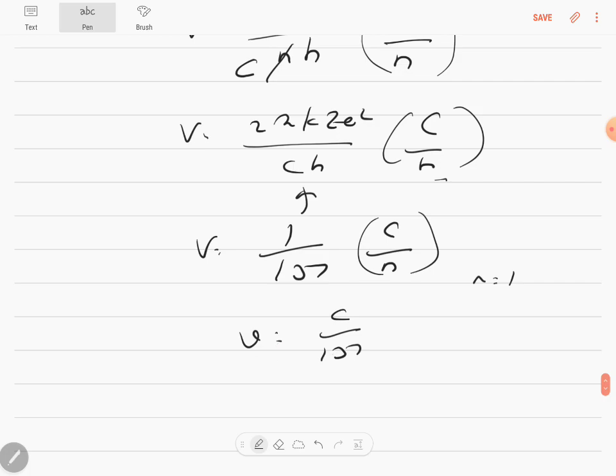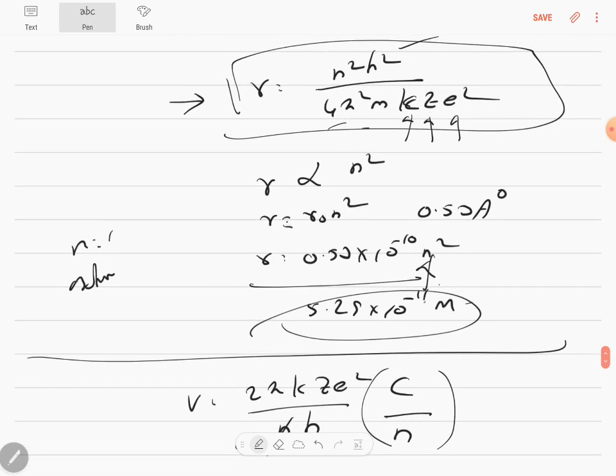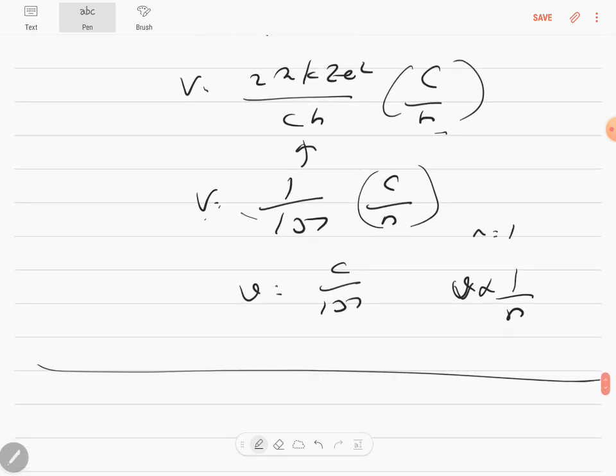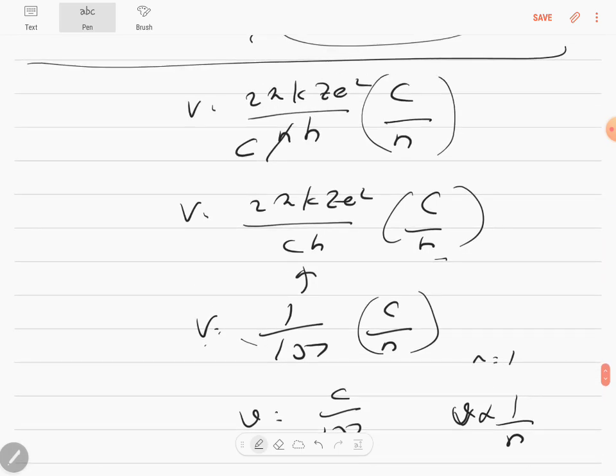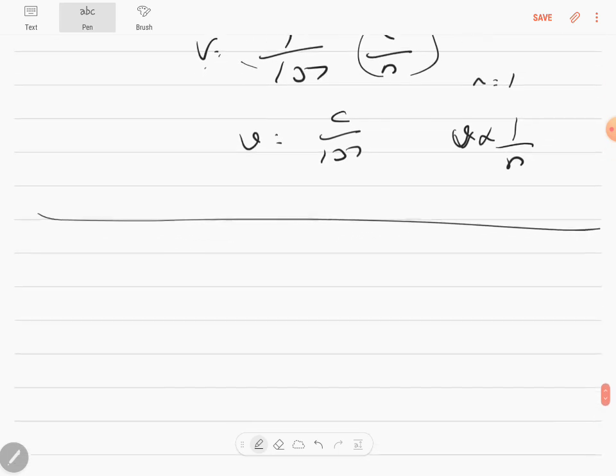If n is equal to 2, therefore, you know that velocity is generally inversely proportional to n. The velocity of any revolving electron is inversely proportional to n. The radius is directly proportional to n square. These conclusions can be achieved by this. You have to remember the multiplying and dividing by c, for which you should know the velocity formula. How will you remember the velocity formula? I cannot remember it every time.